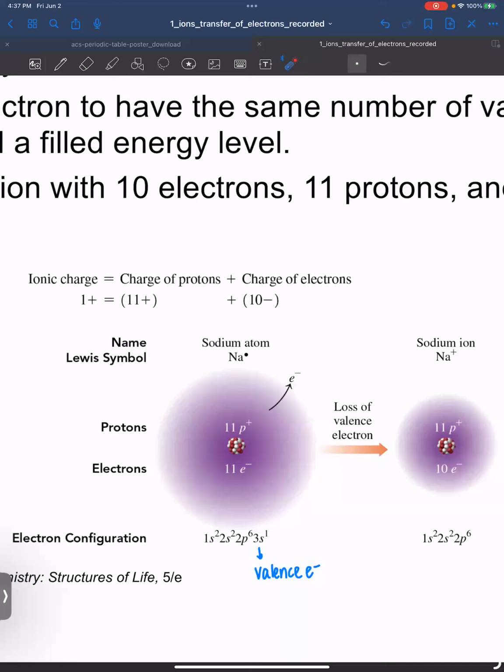And now it lost that valence electron, so now it has 1s2, 2s2, 2p6. It has 8 valence electrons, just like neon. So there's your octet rule there. It's a happy camper because it has an electron configuration just like neon. And all it had to do was lose a valence electron.